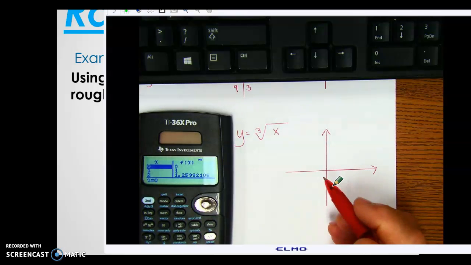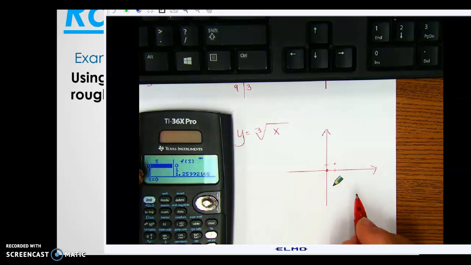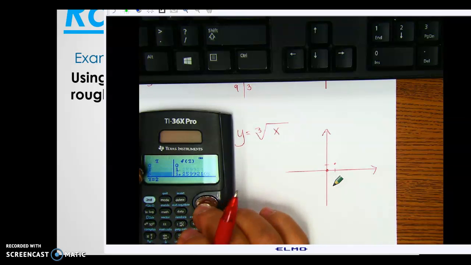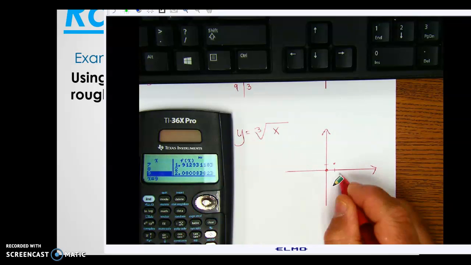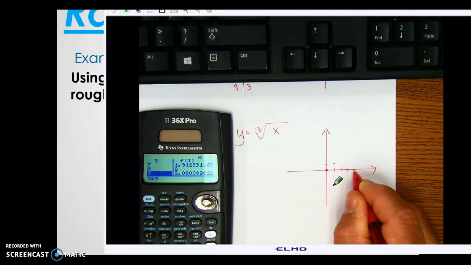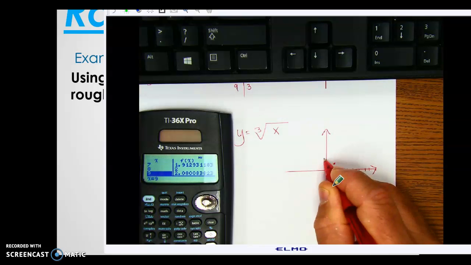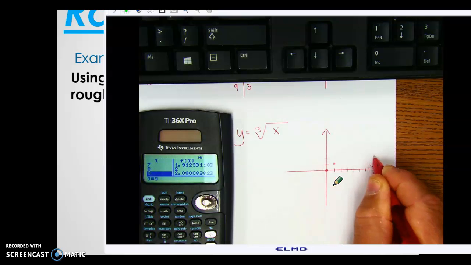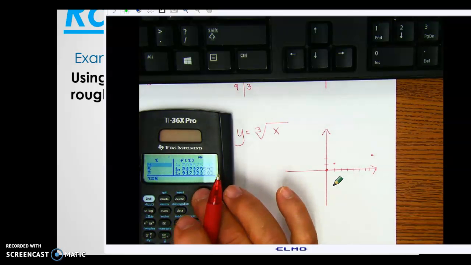So, some of my points are 0, 0, and 1, 1, and then my next point is going to be 8, 2, because with cube roots all these others are decimals. So 8, 2. Okay? But now, go backwards to the negatives, because you can do negatives with cube roots.